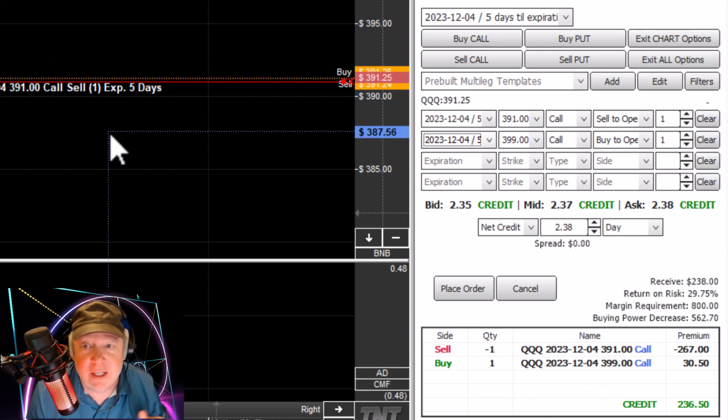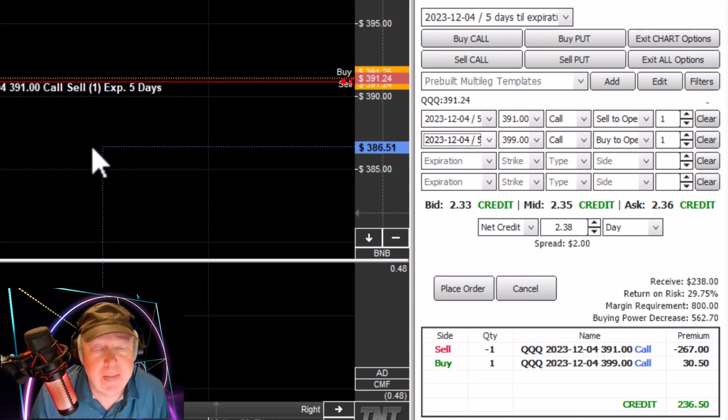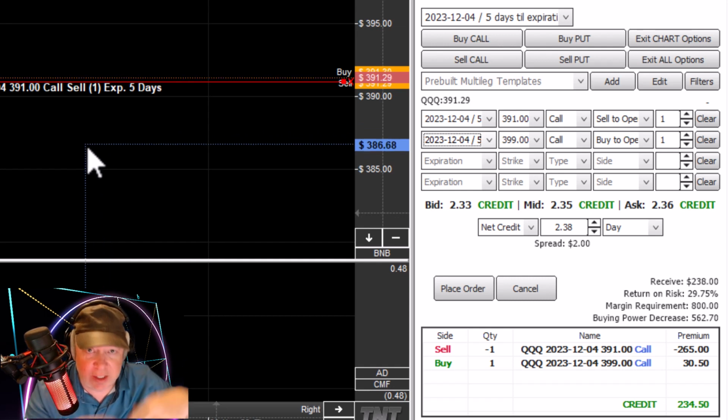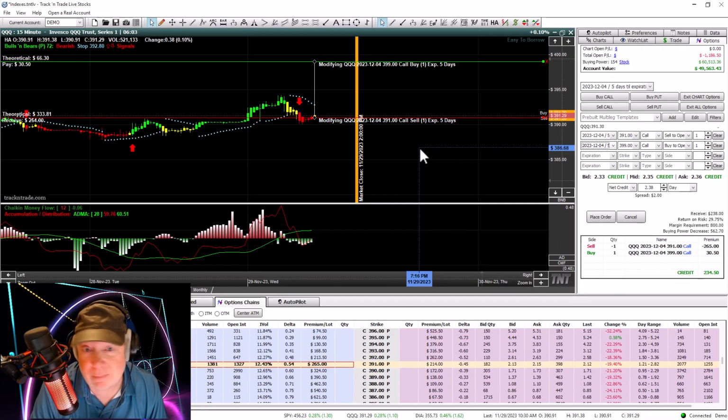Because we want for the next 5 days for it to do nothing. We just want it to go sideways. All right, so the next thing we want to do is, this is the upper leg or the upper wing of our butterfly. It's only one wing. It's the call wing.